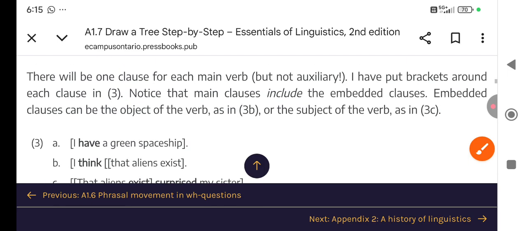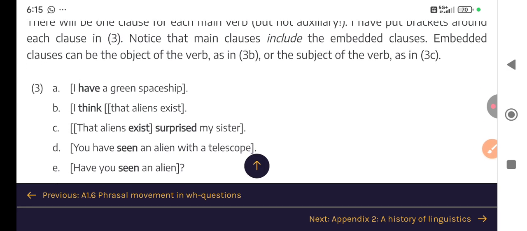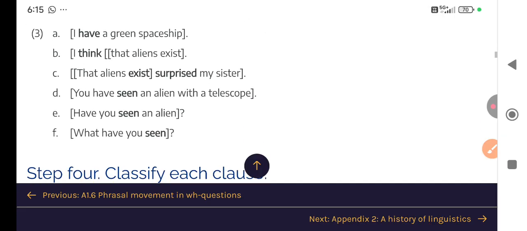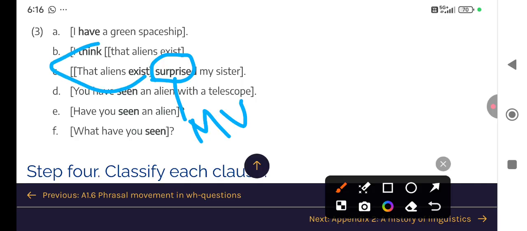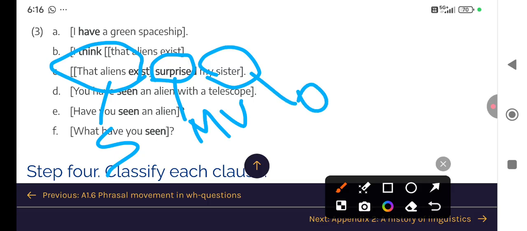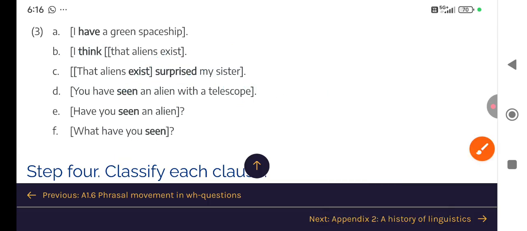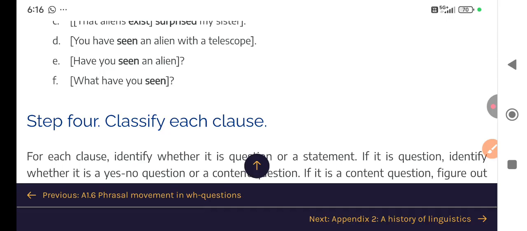See what they are saying, that they are saying the same: the subject of the verb, as in the third one. So what's the subject of the verb here? Surprise is the main verb here, right? Main verb. And this whole part is the subject, and this part is the object. This way. Okay, a little bit tough, but when we practice, gradually every confusion will be removed and your mind will open, right?